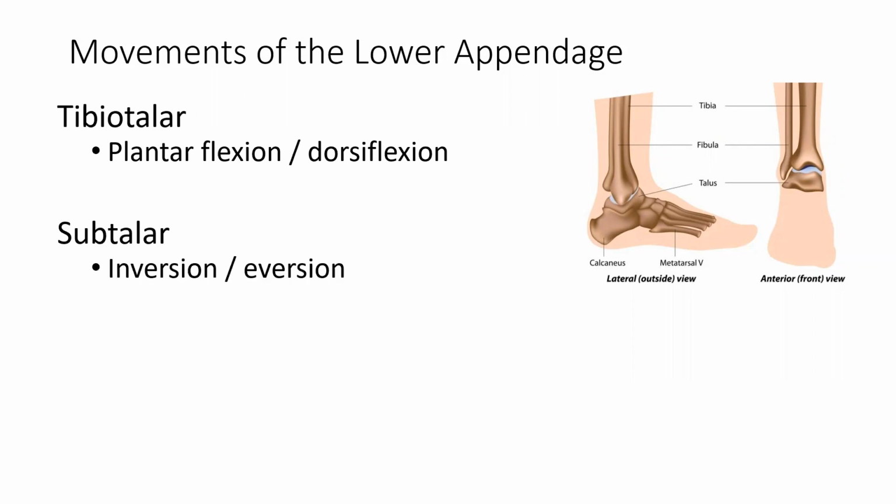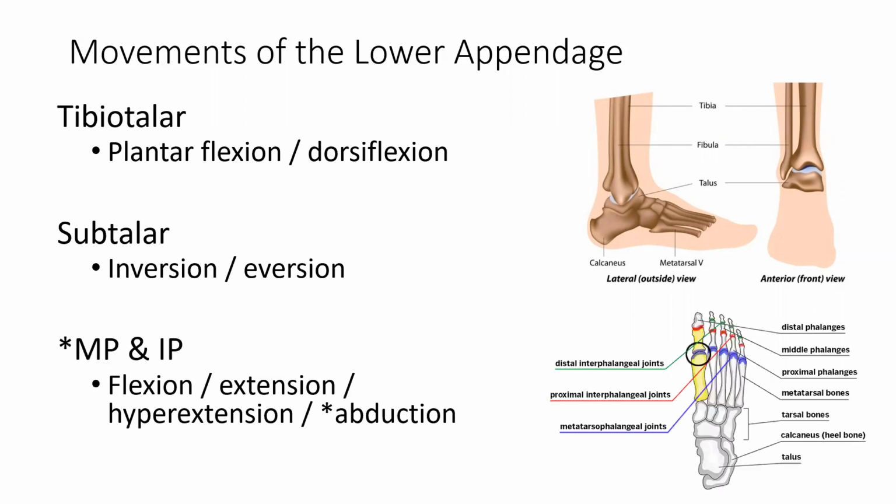We'll look at the subtalar joint between the talus and the calcaneus and the rest of the tarsal bones, where we see frontal plane inversion and eversion occurring. And then we have our metatarsophalangeal joints and interphalangeal joints within the foot, where we can see flexion, extension, as well as some abduction at a few of those metatarsophalangeal joints. So looking at how our lower leg and our foot articulate.